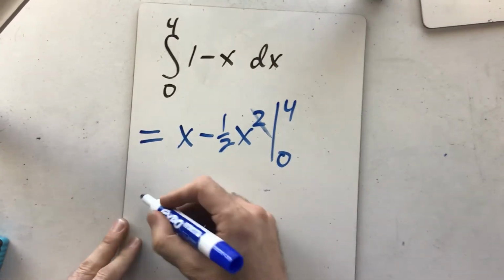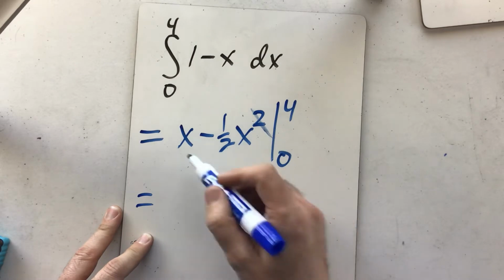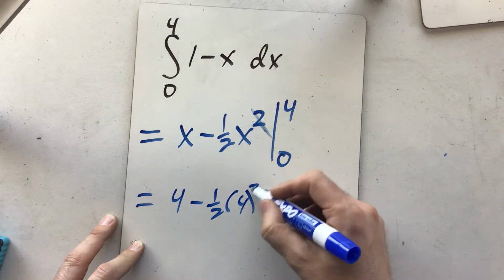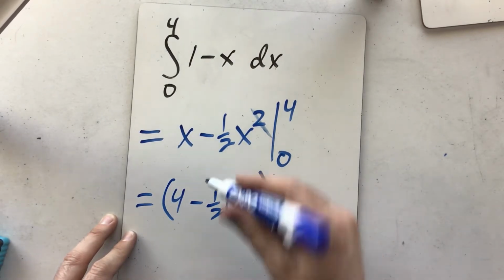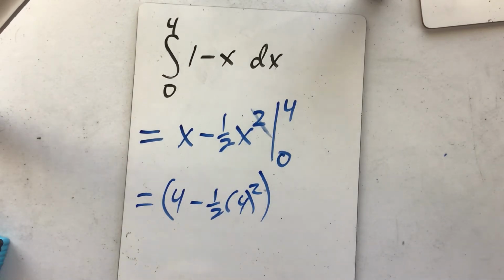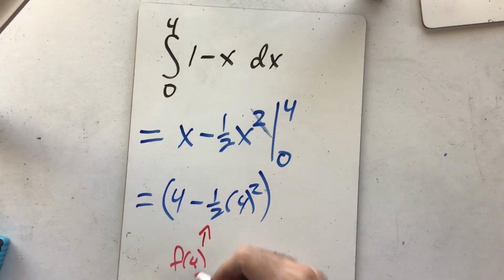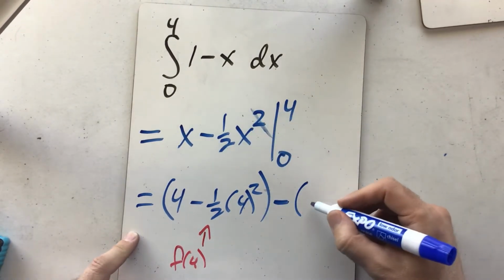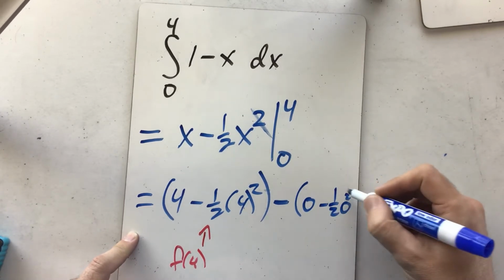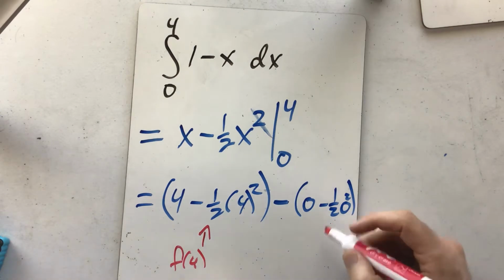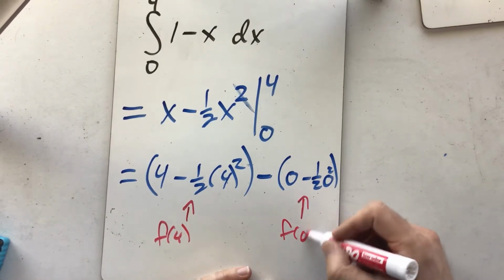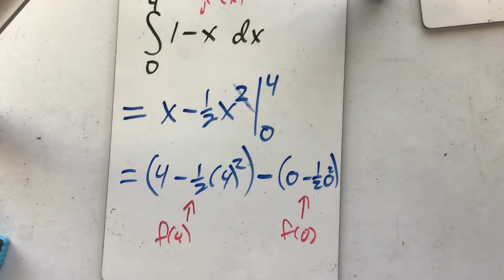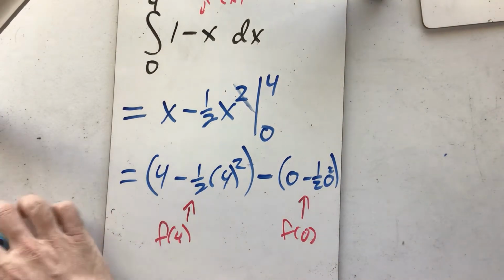So what does that mean? That means I now just take 4 and 0 and plug them into my equation. And so I've put 4 minus 1/2 times 4 squared. That is what I get when I put 4 into my antiderivative equation. So this I could write as F of 4. And then I'll put a minus sign, and then I'll plug 0 into that. And so I've got 0 minus 1/2 times 0 squared. And that is F of 0. Where this is not F, this is F prime of x, right? So this is the antiderivative. So I put 4 in my antiderivative, I put 0 in my antiderivative, and that's what we've got.